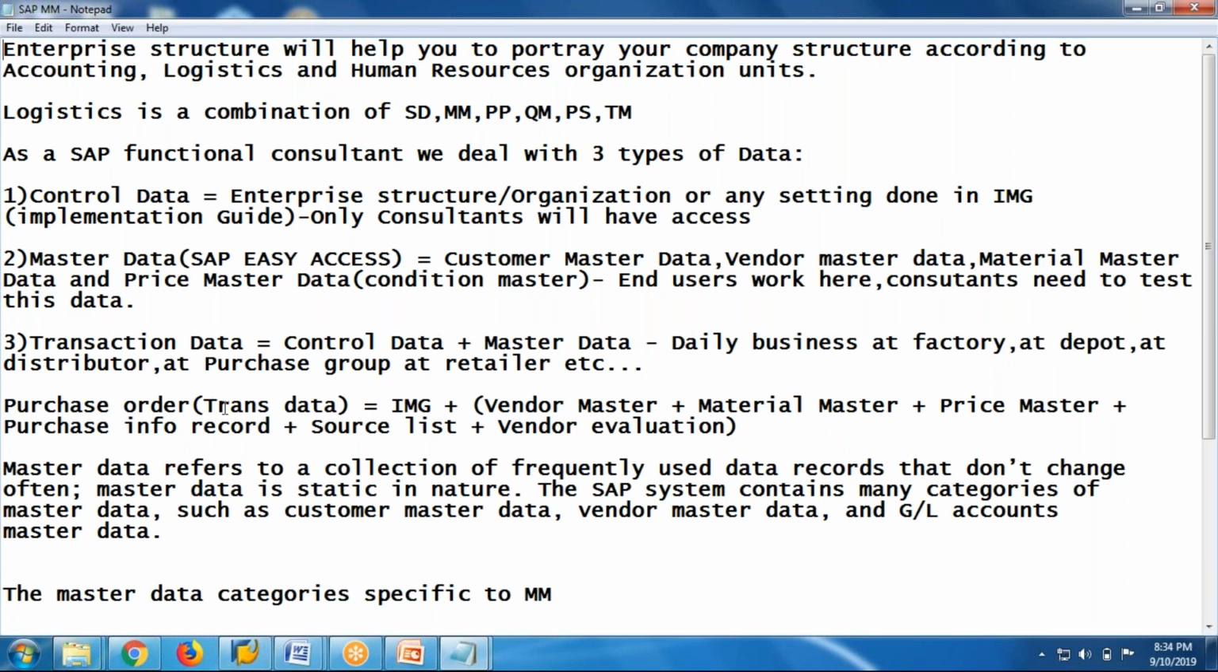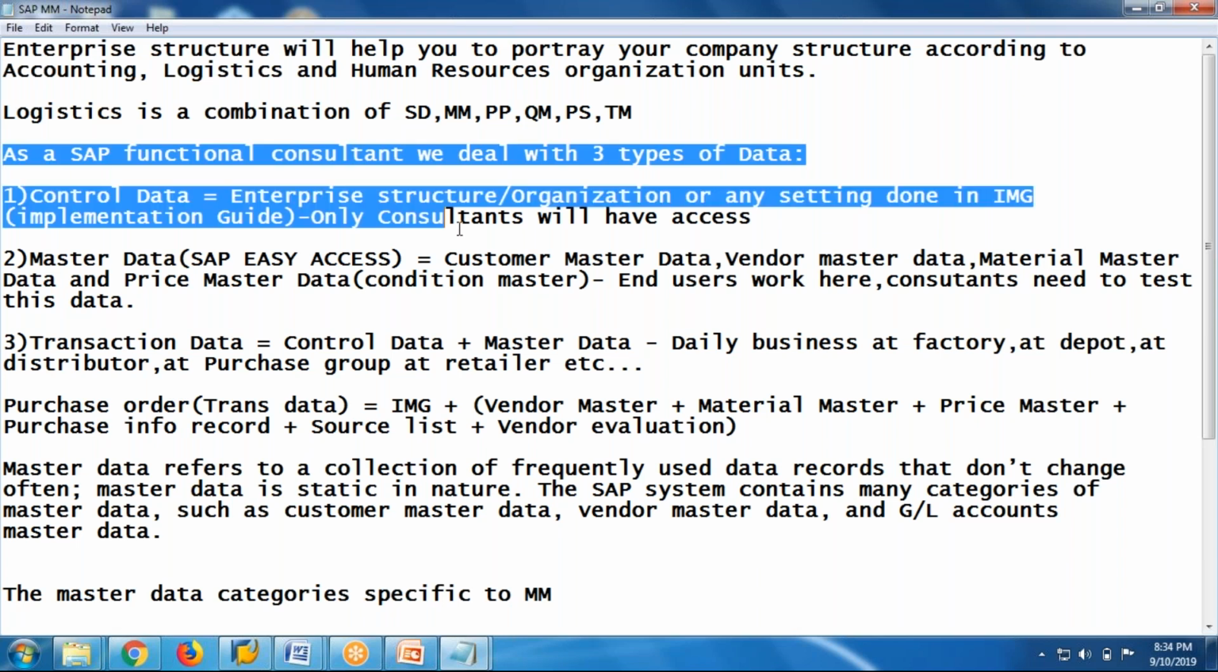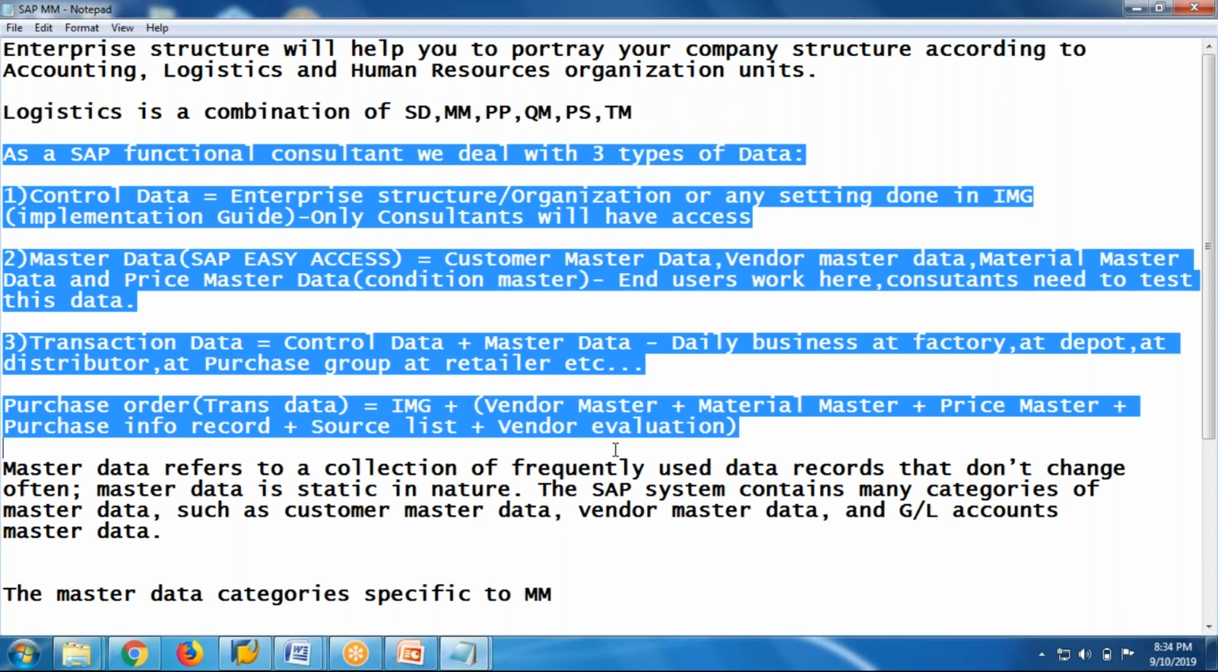Then we have this purchase order. For example, if I want to create a purchase order, first I have to use control data. Then I have to use master data, which is vendor master, material master, and also price master. So these are all things we use to create a purchase order. So note down this. As a functional consultant, I want you to note down till this place, and write it pin to pin.